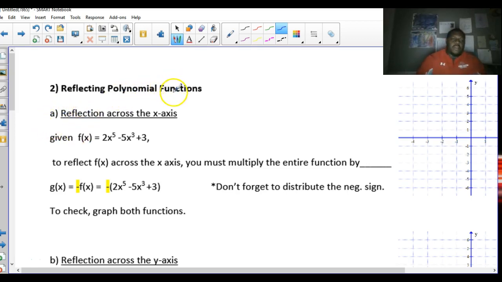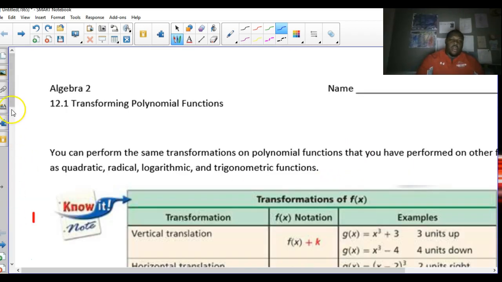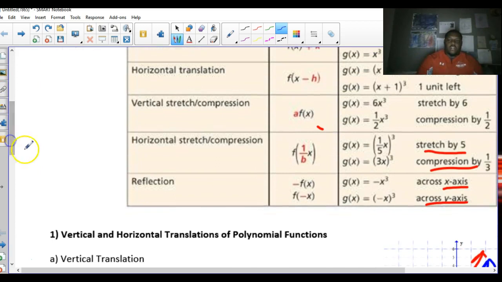Reflection of polynomial functions. Here's a polynomial: 2x to the 5th minus 5x cubed plus 8. If I wanted to reflect this across the x-axis, you must multiply the entire function by what? If we go back to our rules, what goes out front to give us a reflection across the x-axis? You put a negative out front.